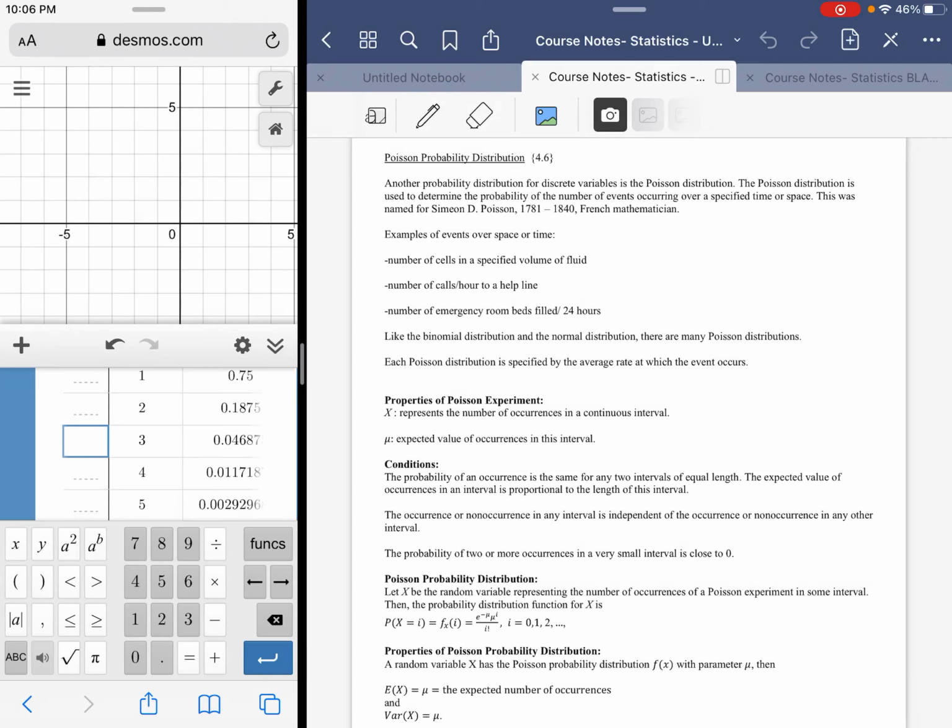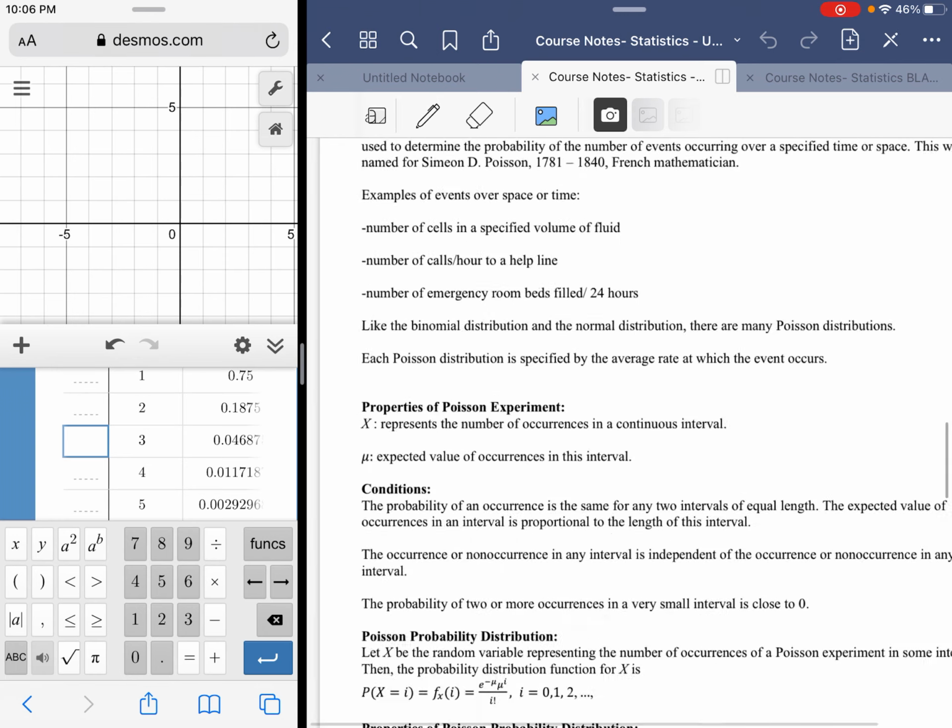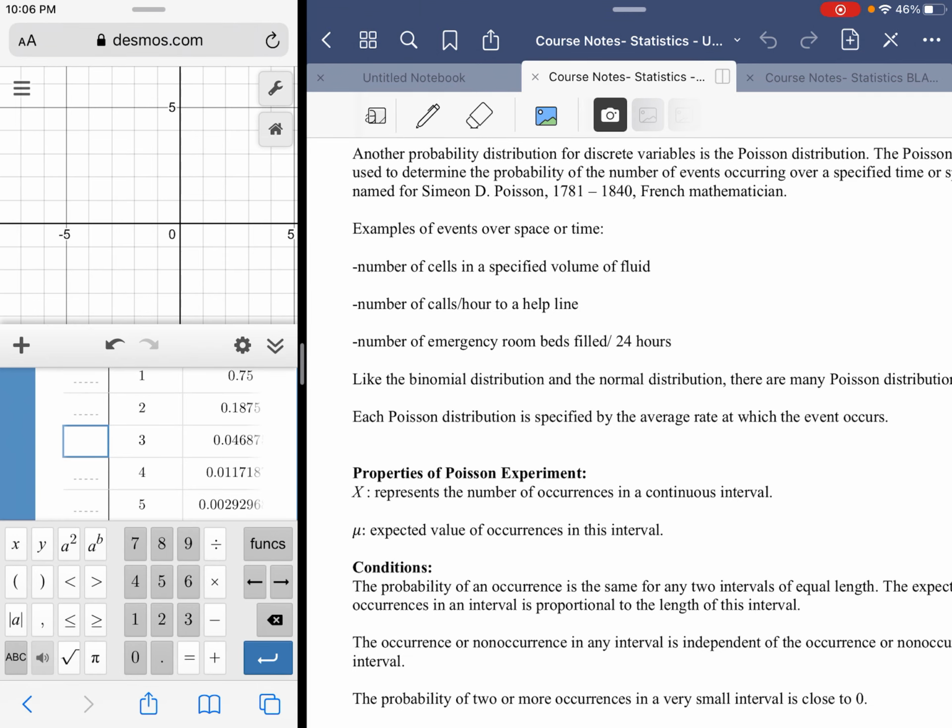Alright, so in this video we're looking at the Poisson probability distribution. So the little blurb here: another probability distribution for discrete random variables is known as the Poisson distribution. It's used to determine the probability of a number of events occurring over a specified time or space, named for Simeon D. Poisson.